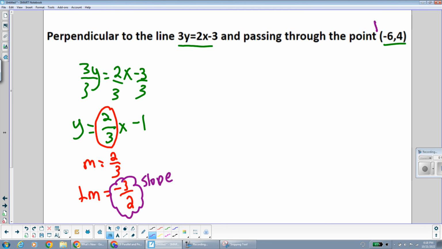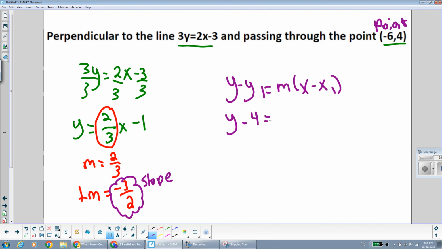and I was given my point in the question. So I have everything I need to use point slope form to write the equation of the line. All you need is the name, a point, and a slope. Point slope form. So I'm going to head on over here and write down point slope form, and I'm going to just plug in. Y coordinate of my point is 4. My slope is -3/2. X coordinate of my point is -6.